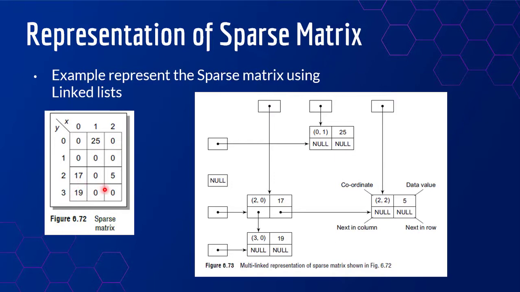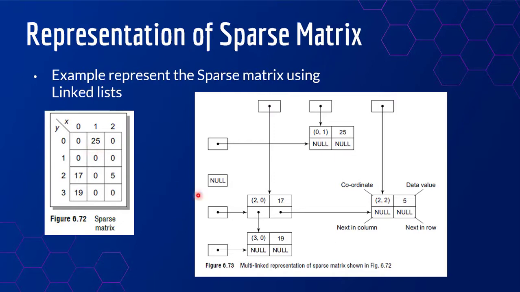So non-zero values are very less than the 0 values. So this is the sparse matrix. Now if I have to represent this using the linked list, first of all what we are going to do here is represent the non-zero elements only. We are going to create a node only for the non-zero elements.